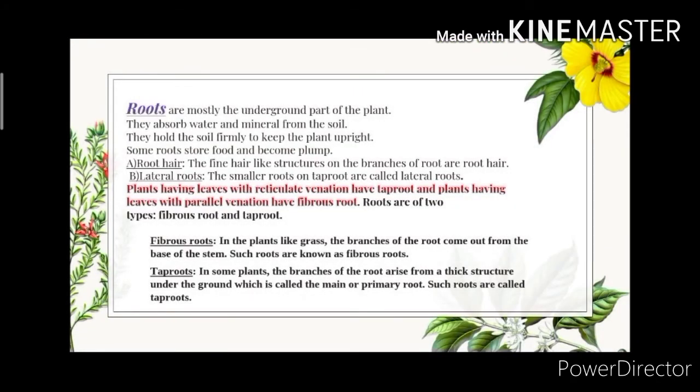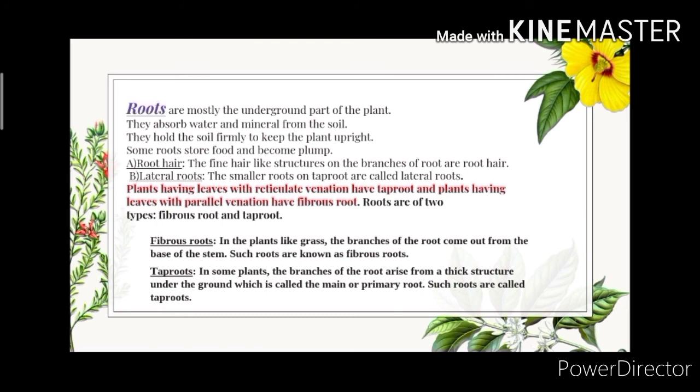Okay. Next are the roots. Roots are the major underground part of the plant. This is geotropic, it grows towards gravity. They have the major function of absorbing water and minerals from the soil, and they hold the soil firmly to keep the plant upright. Some roots store food and become plump, for example radish and carrot. These are basically modifications of roots.